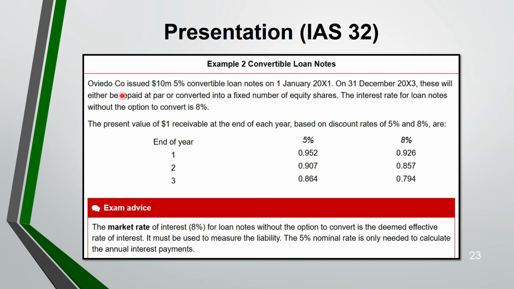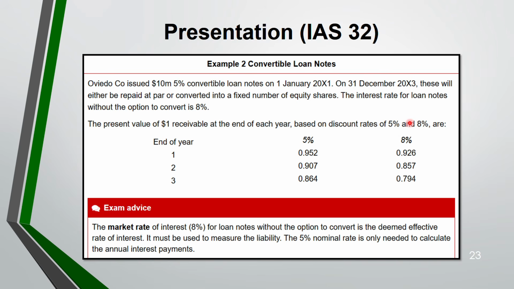So it's about Ovido issuing a 10 million 5% convertible loan note. On 31st December, they will either be repaid at par or converted into shares. The interest rate without the option to convert is 8%. This is the discount rate I've been talking about. They have given you two discount rates, 5% and 8%. This is why you have to understand which rate to take.